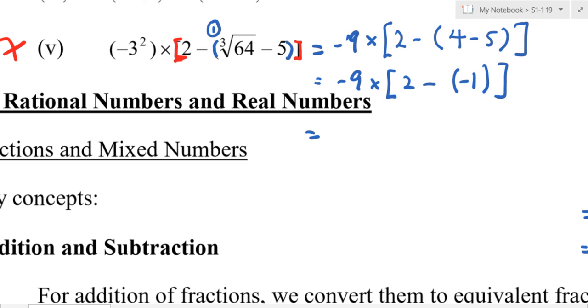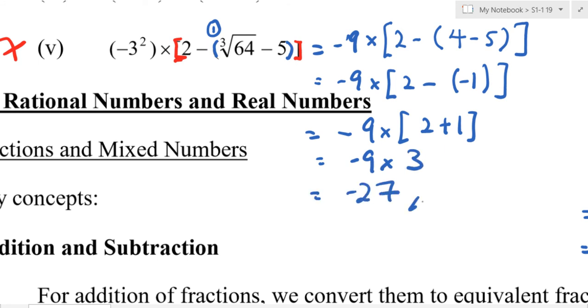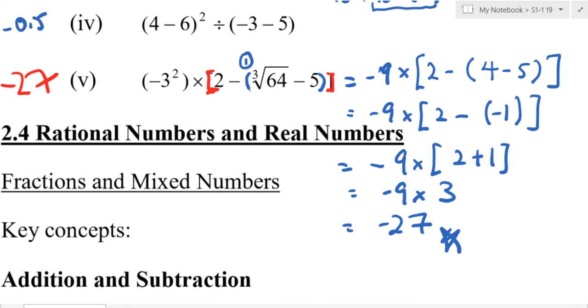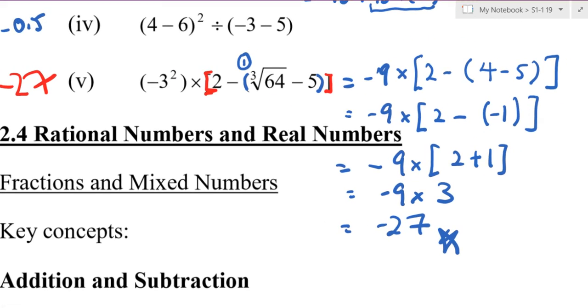Then what happened? Okay, what happened next? What is 2 minus -1? Wrong. 3. 2 plus 1. So this is -9 times 2 plus 1. This is -9 times 3. This is -27. Okay? Can I request everyone to press this in your calculator?